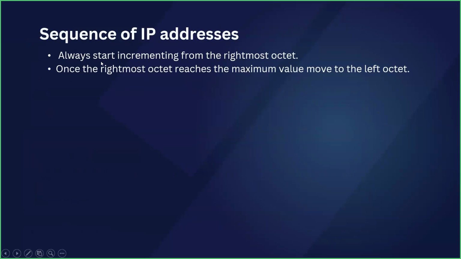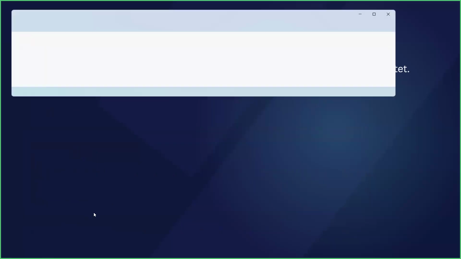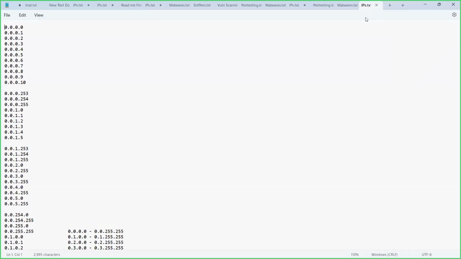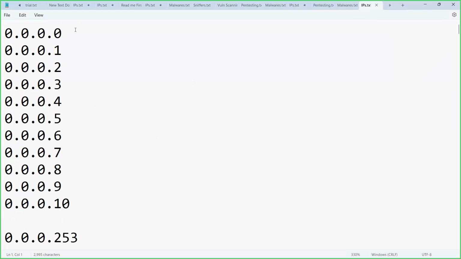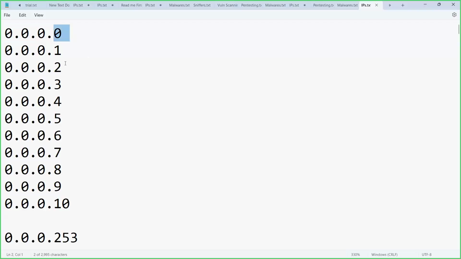To understand the sequence of IPs, again, there are two simple rules, guys. Rule number one is you write down the IPs, or increment the IPs, from the rightmost bit. For example, now we all know this is the first IP here, 0.0.0.0. If I had to get the next IP, according to rule number one, always start incrementing from the rightmost octet. So after 0.0.0.0, the next IP would be 0.0.0.1. Next IP, 0.0.0.2. Next IP, 0.0.0.3. Next IP, 0.0.0.4. Next IP, 0.0.0.5. So as you can see, the rightmost octet increments by 1.